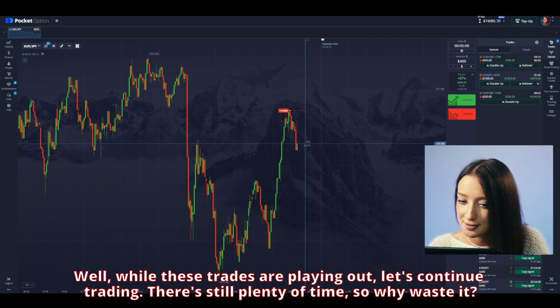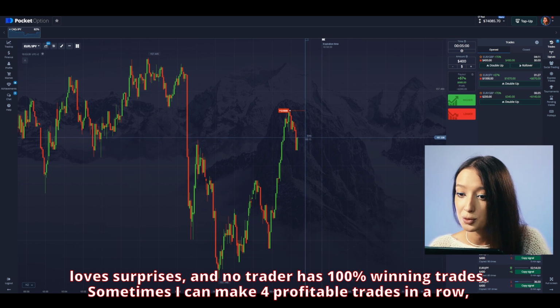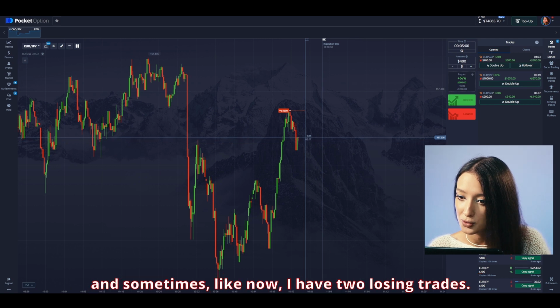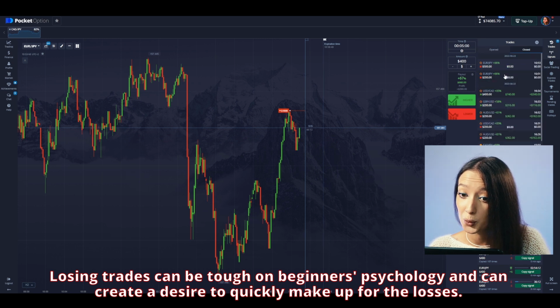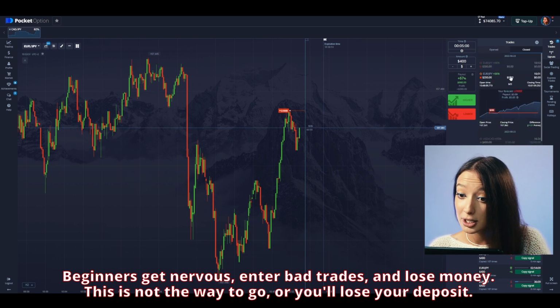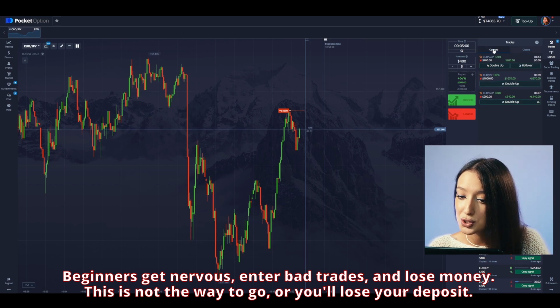Why waste it? As you can see, even experienced traders can experience losses, and nobody is immune to that. The market loves surprises, and no trader has 100% winning trades. Sometimes I can make 4 profitable trades in a row, and sometimes, like now, I have 2 losing trades. Losing trades can affect beginners' psychology and create a desire to quickly make up for the losses. Beginners can lose, enter bad trades and lose money. This is not the way to go, or you'll lose your deposit.